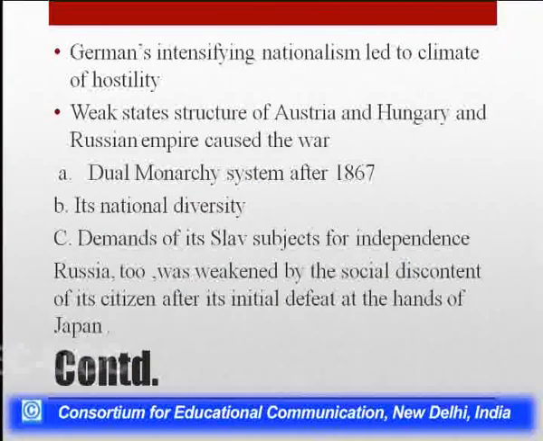इसी में हम कंटिन्यू करते हैं तो कहते हैं: German intensifying nationalism led to a climate of hostility. The weak state structure of the Austro-Hungarian and Russian Empires was a cause of the war, with its national diversity and demand for Slavic subjects. It's the same points that we try to understand. See, the Slovak nationalism, the Austro-Hungarian Empire, though there was a single imperial system, but there was a dual system in Austria and Hungary, and then the Russian Empire supported the Slovak nationalism. It all led to the Second World War, and it all played a very important role.